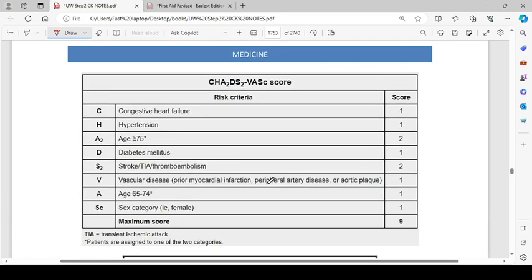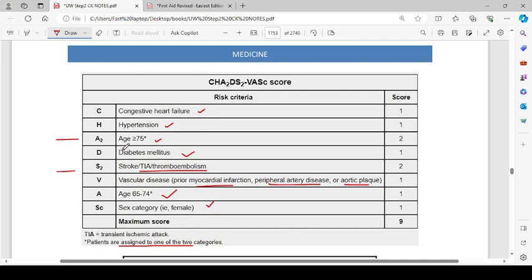Okay, so this is the CHA2DS2-VASc score. C is for congestive heart failure, then hypertension, age more than 75. Then diabetes mellitus. S2 means stroke, TIA, thromboembolism. Vascular disease: prior myocardial infarction, peripheral artery disease, and aortic plaque. Age 65 to 74. Then sex category, that is female. So basically the A2 and S2 are telling you that age and stroke have a score of 2, while the rest of them have a score of 1.